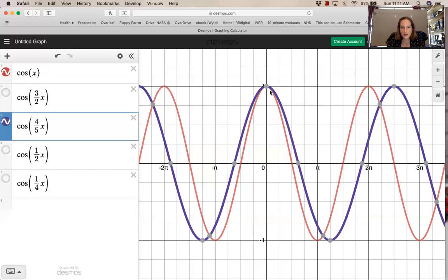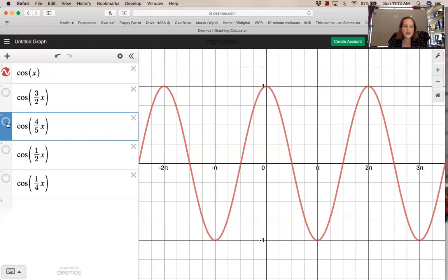Oh, and it did. Our period now goes from 0 to 5 pi over 2. Okay, so right now we've seen that our periods are going to decrease or squish down when we multiply inside by a number bigger than 1, and our periods are going to get wider when we multiply by a number less than 1. Now, the last thing that we want to do is see if we can figure out how we can determine exactly what the period of a function is when we are looking just at the function notation.